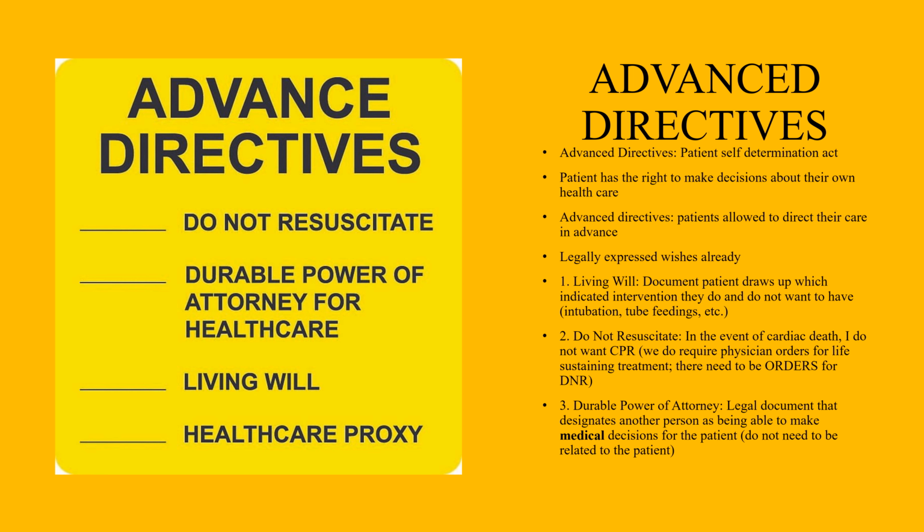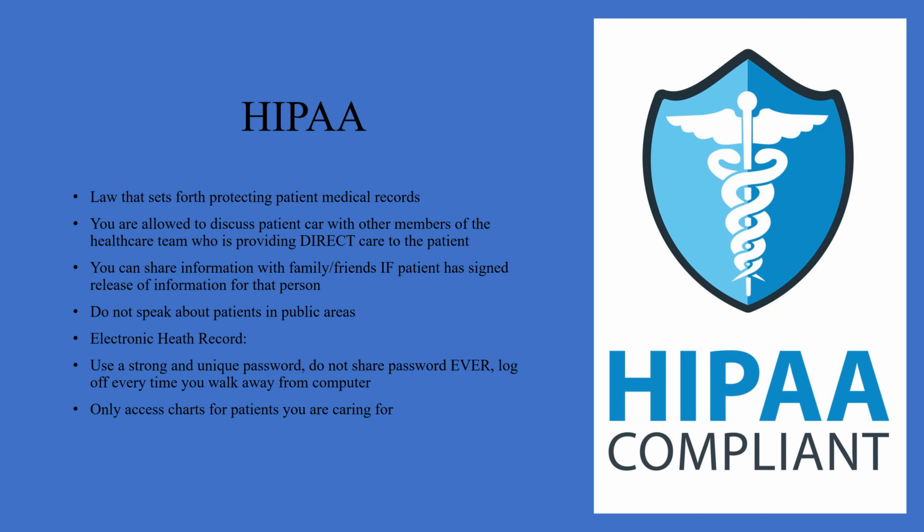A durable power of attorney. This is a legal document that designates another person to make medical decisions for the patients. This person does not need to be related to the patient. If the patient has a durable power of attorney and it lists their spouse or mother or father or a friend, then we need to call that person designated on that form and ask how we proceed with the care of that patient. HIPAA.